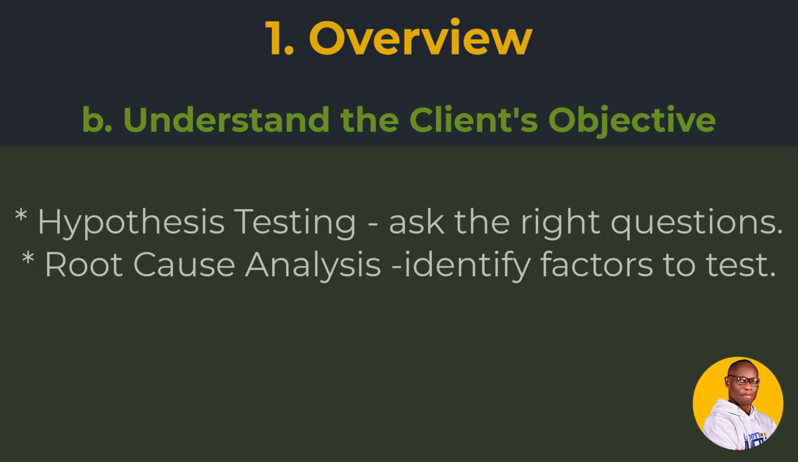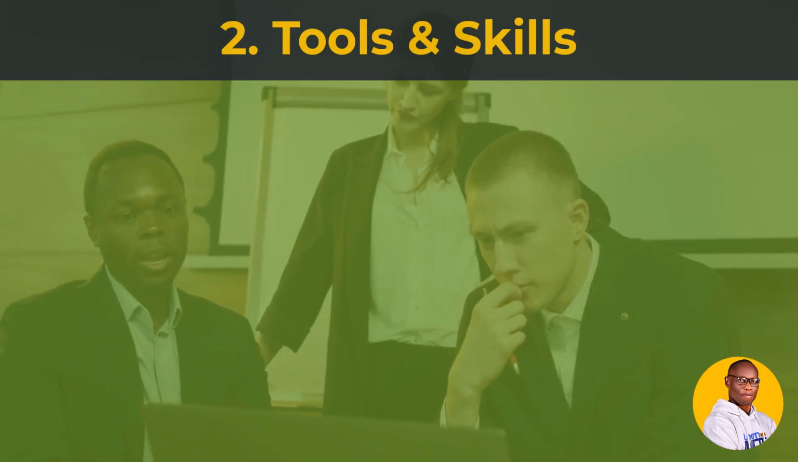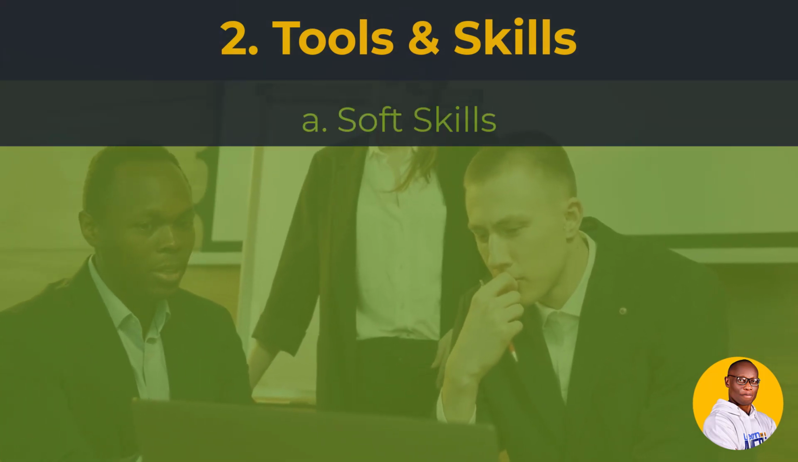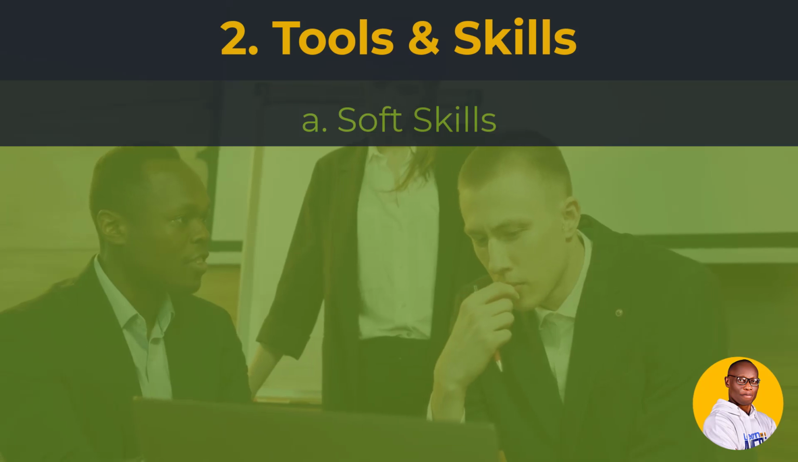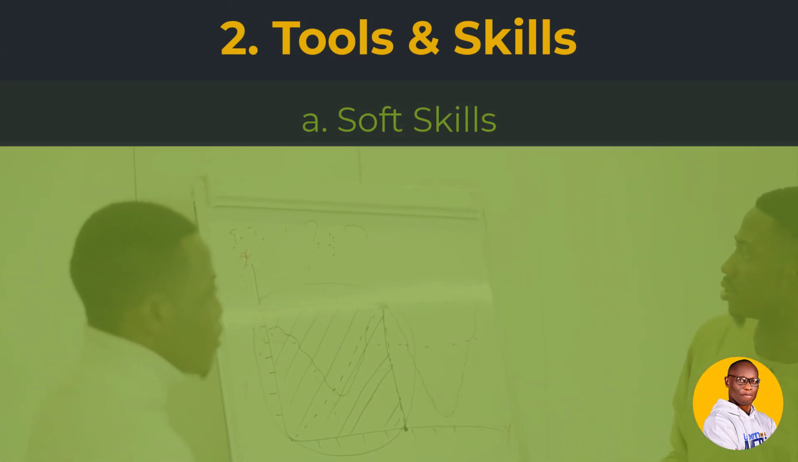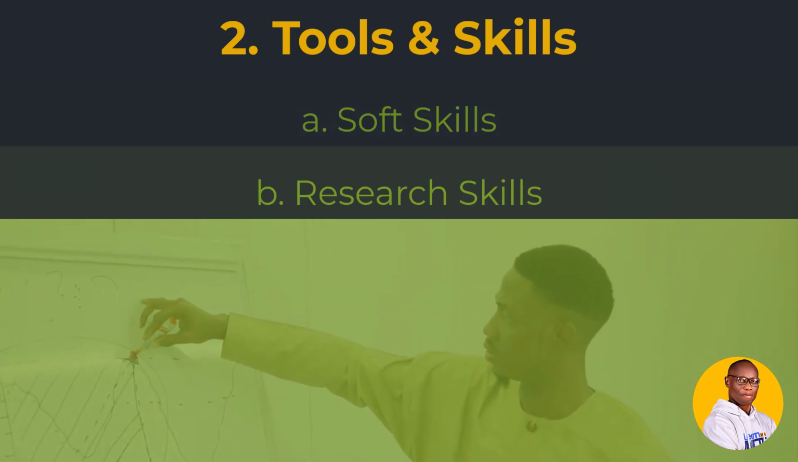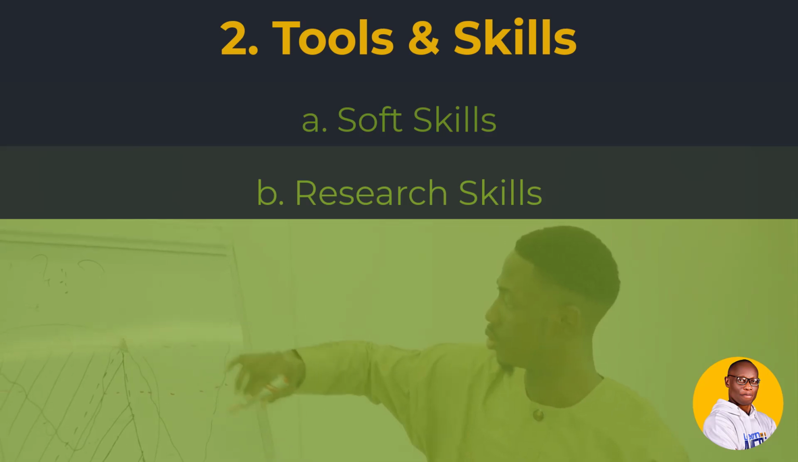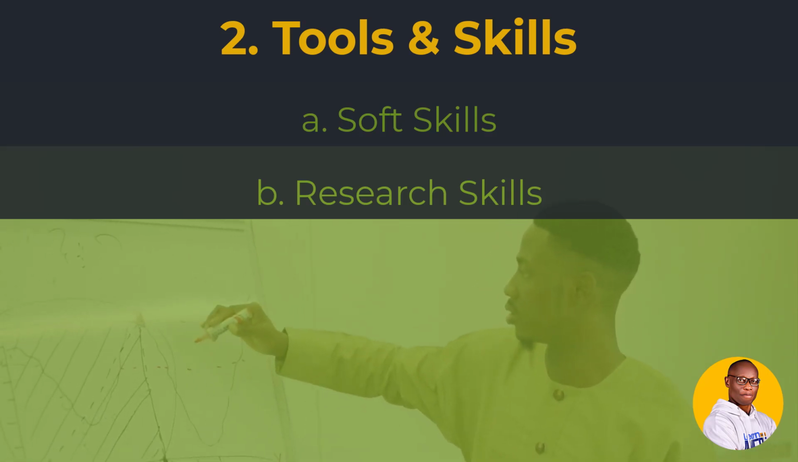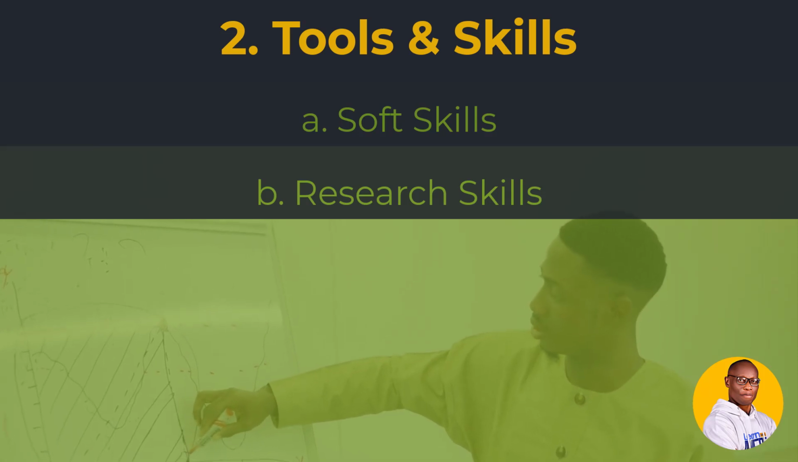Now that you know what client analysis is, let's talk about the tools and skills you will need. The major skill in this first part are soft skills. For example, communication and listening skills. These are crucial to understand the client's need and build trust. Next, you will need research skills. You need to know how to conduct surveys and interviews, to talk to stakeholders, to learn about their goals and their pain points. You need to check industry reports, use platforms like Statista to understand market trends.